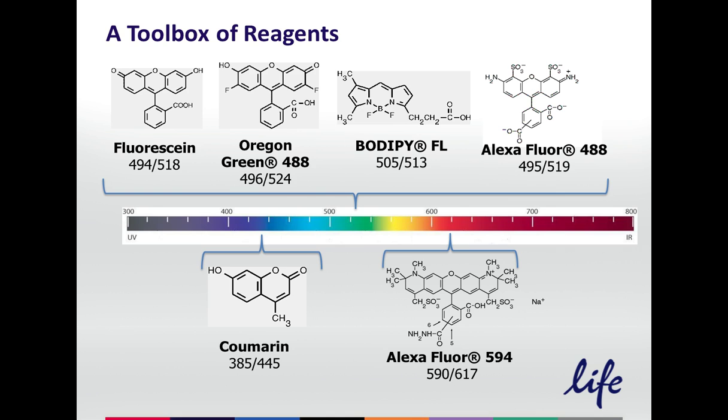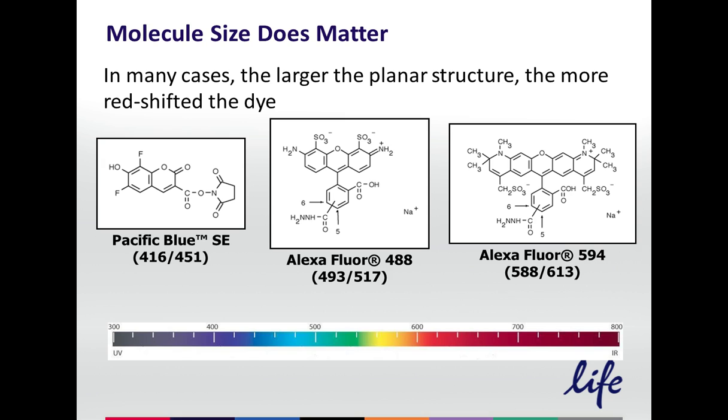But there are other dyes, like FL, for instance, which have a very different structure. On the bottom, you can see coumarin, which is a very typical blue dye, and Fluor 594 in the red. Notice that the more red-shifted the dye, the larger it tends to be. We can see that in this next slide as well.